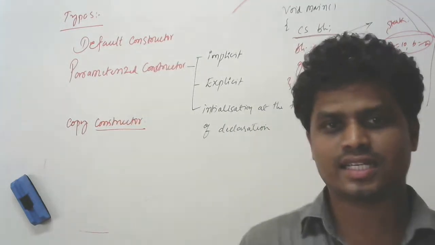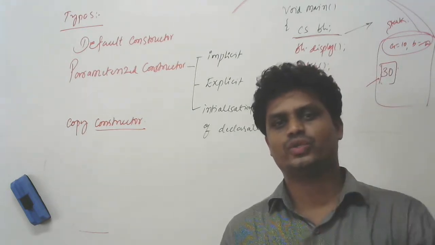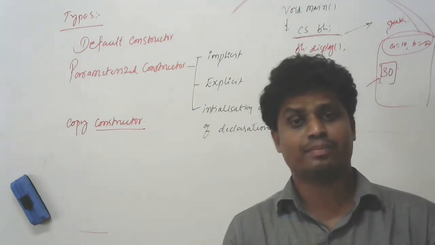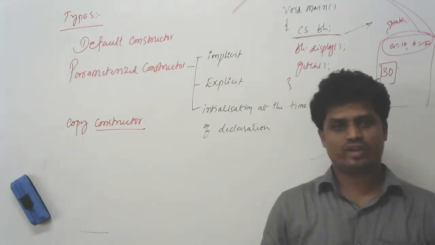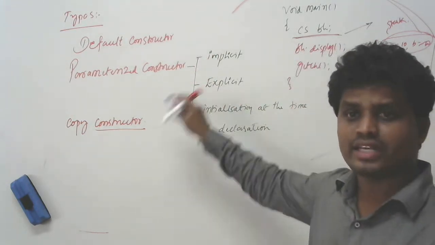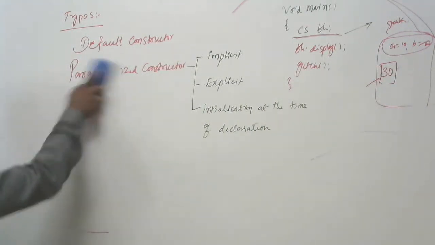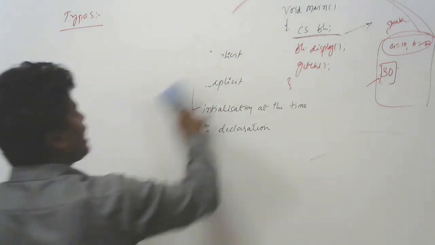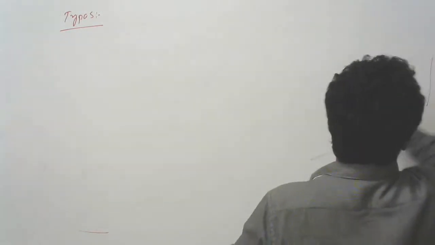One is default constructor, second one is parameterized constructor. Inside the parameterized, there are three ways to represent it: implicit way, explicit way, and initialization at the time of declaration. And the third one is copy constructor. While explaining the constructor concept itself, I have written one program, and that program indicates default only. First I will explain about default.